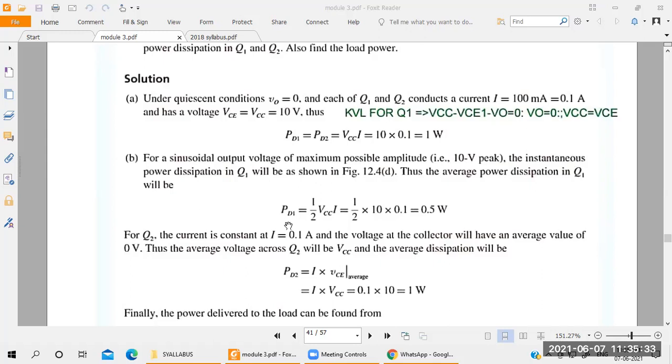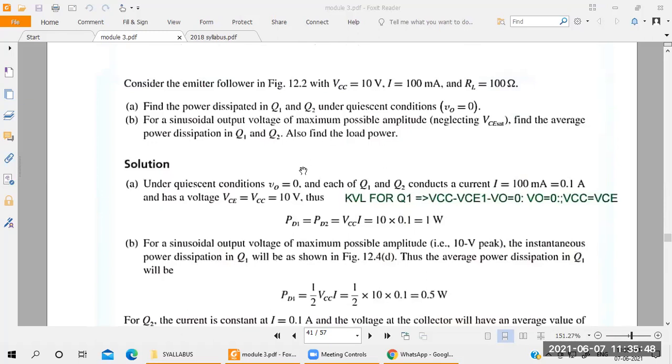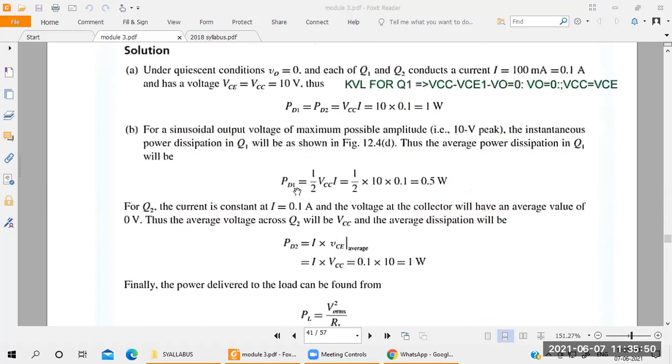That's why I have taken VCC into I divided by 2, because we are neglecting the saturation here. So I can take 10 into 100 milliamps divided by 2. How much did you get here? 0.5 watt.